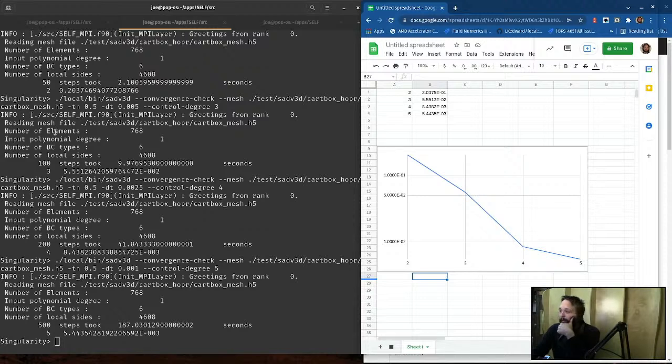So between now and next live stream, yeah, I'll be getting the loop in there to automate basically sweeping through polynomial degrees to create a chart to look at the spectral convergence.